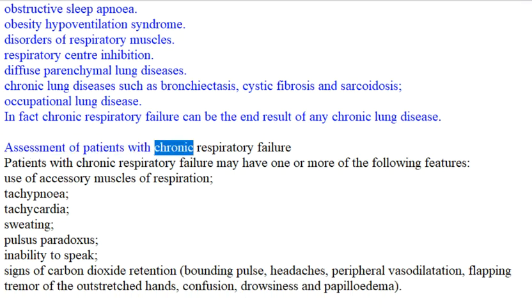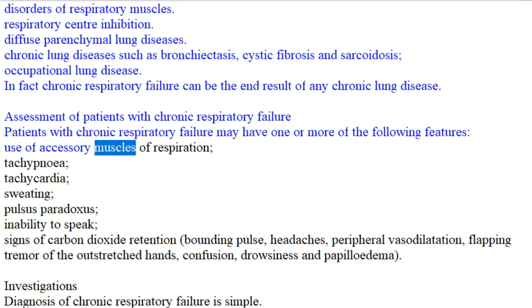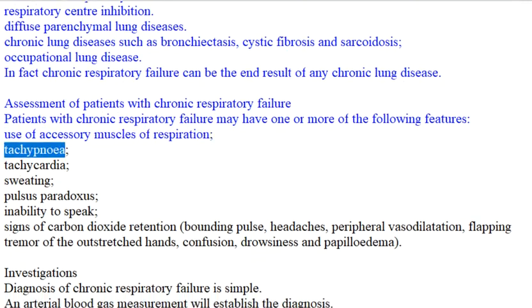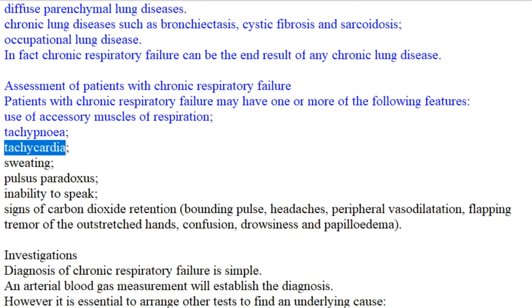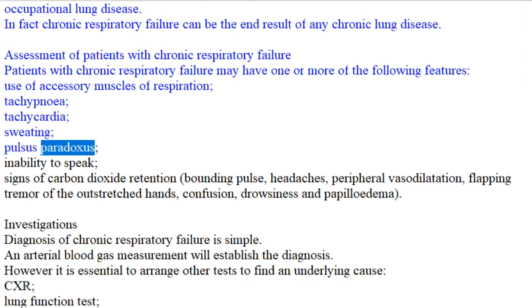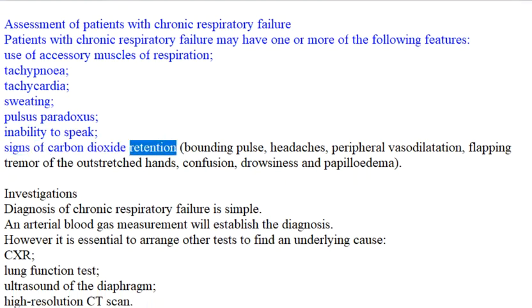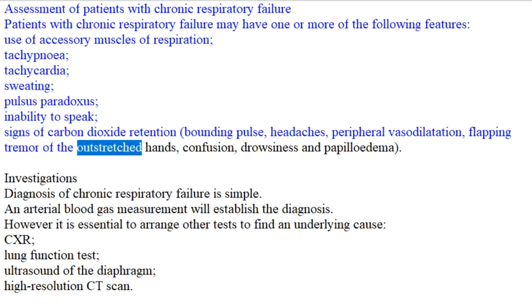Assessment of patients with chronic respiratory failure. Patients with chronic respiratory failure may have one or more of the following features. Use of accessory muscles of respiration. Tachypnoea, tachycardia, sweating, pulsus paradoxus, inability to speak. Signs of carbon dioxide retention: bounding pulse, headaches, peripheral vasodilatation, flapping tremor of the outstretched hands, confusion, drowsiness, and papilloedema.